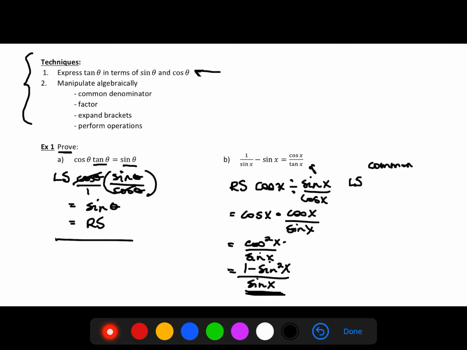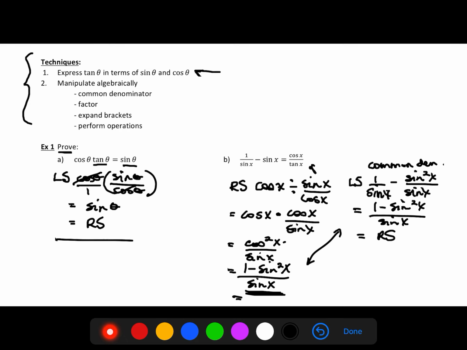So maybe now we're going to work with the other side. And what we're going to do, because this only has a single expression here, we know that we can find a common denominator for our left side if we want to put that together. So we're going to have 1 over sine x, and we're going to multiply top and bottom. Remember, sine x is sine x over 1. So to get sine x in the denominator, we multiply top and bottom by sine x.